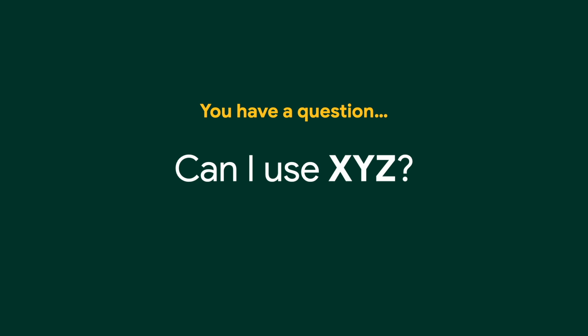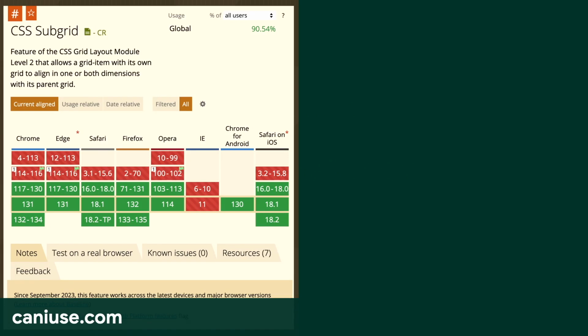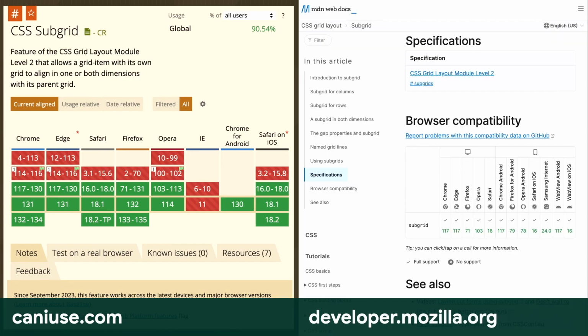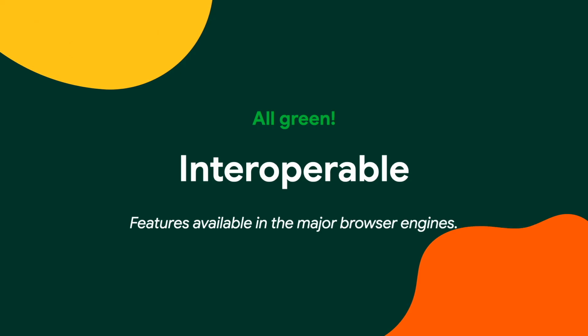I don't know. I go to caniuse.com or I look up MDN and see the compat table. I don't have a set rule, but I just go to those websites, see greens all lined up, and then say, it feels like it's safe to use. And we call those interoperable, right? Features are available on major browser engines, and you sort of feel that it's safe to use.